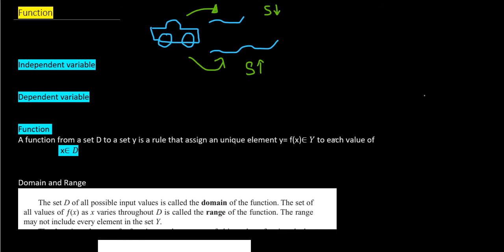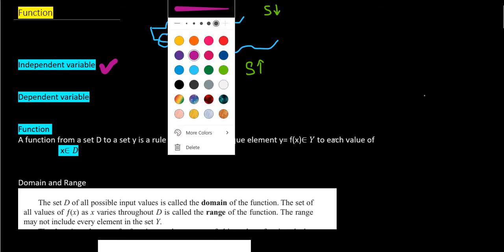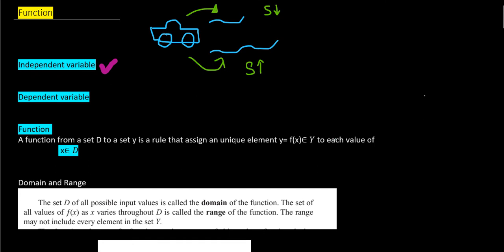Next, I'm using two values that are used in a function. One is an independent variable and the second is a dependent variable. Let's see which is independent and which is dependent. In this pictorial explanation, we say that S depends upon the values of distance and time.